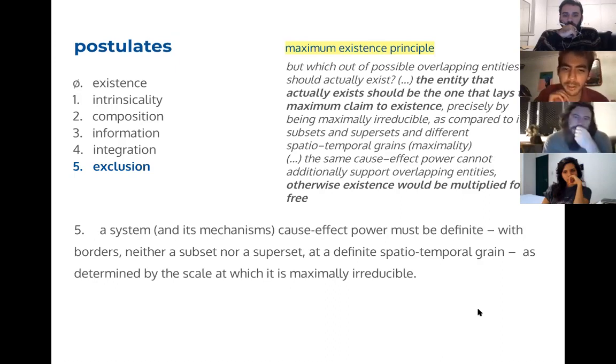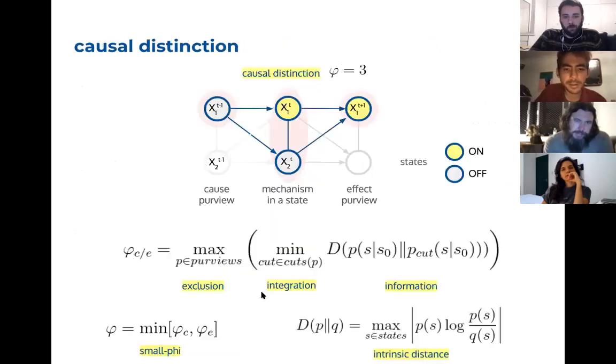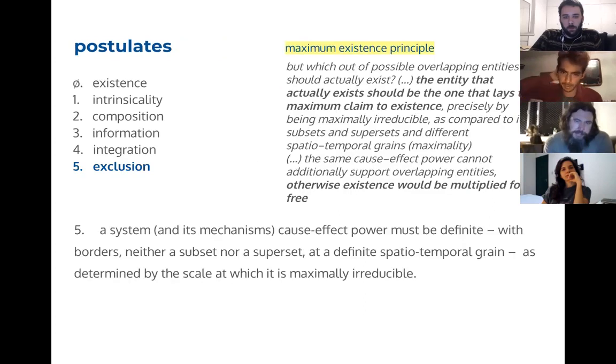The way that Tononi argues that in a more philosophical paper is this. Which out of possible overlapping entities should actually exist? The entity that actually exists should be the one that lays the maximum claim to existence, precisely by being maximally irreducible as compared to its subsets or supersets and different spatial temporal grains. The same cause-effect power cannot additionally support overlapping entities. Otherwise, existence would be multiplied for free. So there are many arguments at work here, I think. Maybe we can discuss the arguments later. I'll have a slide for that later.